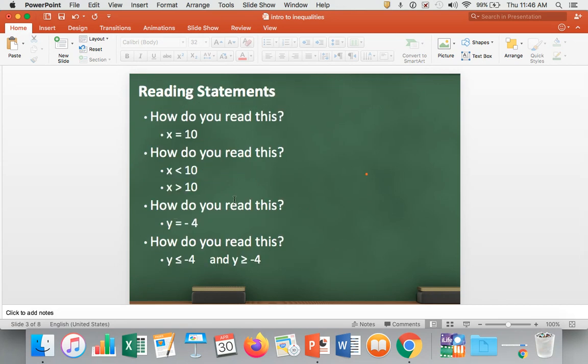When you read these statements, you need to understand that this is your equation, x equals 10. When you read an inequality, you would read x is less than 10 or x is greater than 10. Again, equation, y equals -4. Inequality, y is less than or equal to -4, y is greater than or equal to -4.